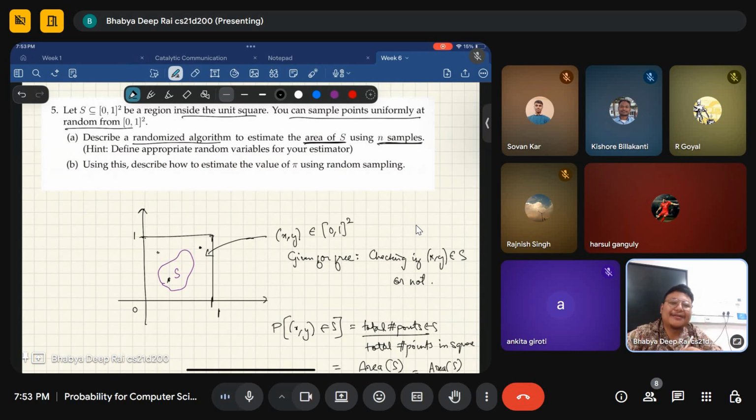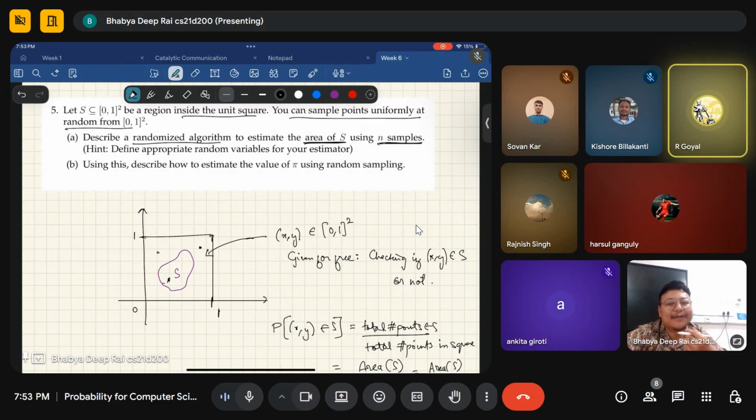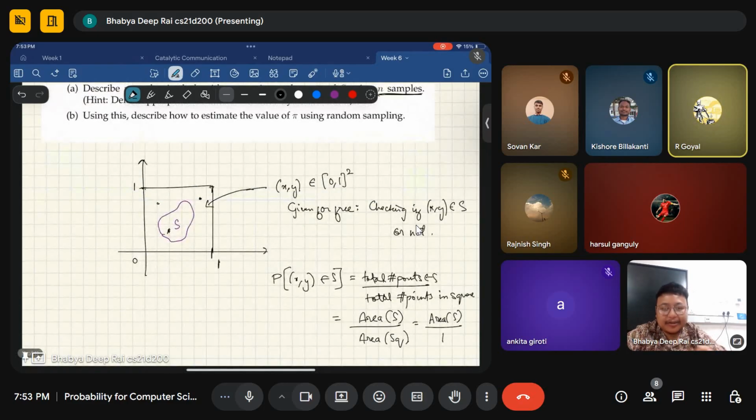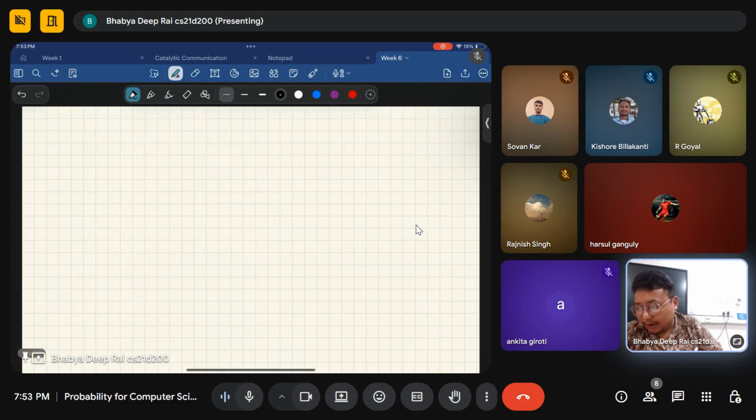But how do you come up with the algorithm? Like in the algorithm, how do you come up with probabilities? What is the final quantity? How do you describe the algorithm? I will find the expected value of these points belonging to this S. So how do I do it? I find the expected value, of course.